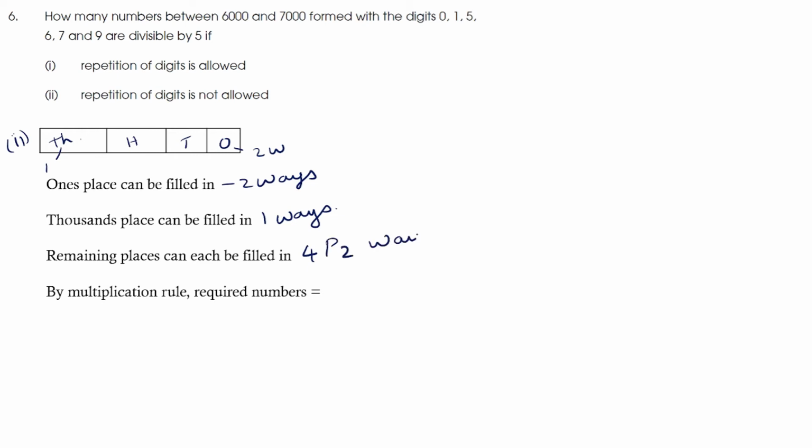4p2 ways. So by multiplication rule, the required numbers are 2 into 1 into 4p2, which is equal to 2 into 1 into 4 into 3, which is equal to 24. So when repetition of digits is not allowed, the required numbers between 6000 and 7000 which can be formed with these digits that are divisible by 5 is 24.